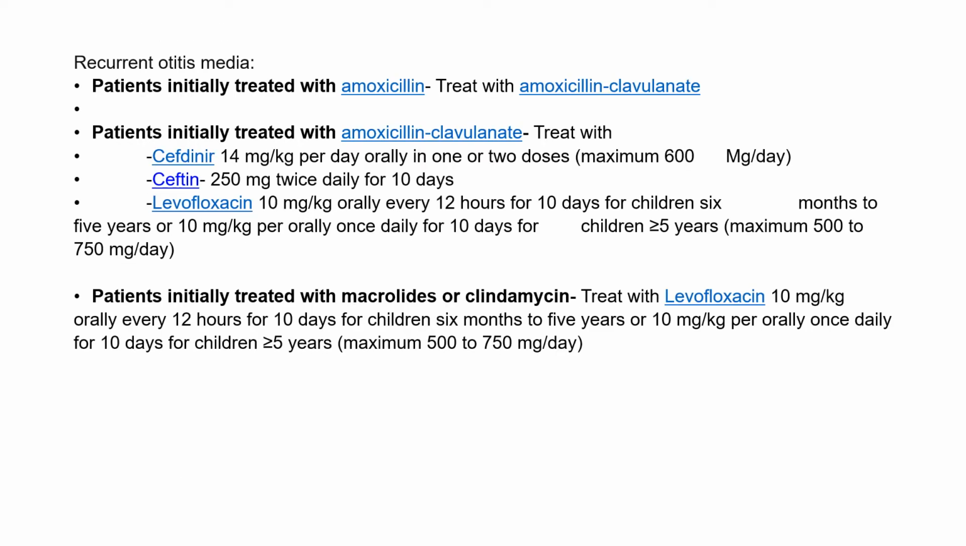For patients with recurrent ear infections, if you gave them amoxicillin to begin with, you can always treat them with Augmentin as the second choice. If you already treated with Augmentin, you can choose other options like Cefdinir, Ceftin, or even Levaquin. Again, Levaquin is usually used as a last resort if the other medications aren't working or they have allergies that limit that. Now, if the patient's been initially treated with a macrolide or clindamycin, you can, of course, give Levaquin. Again, it's based upon how they're presenting.